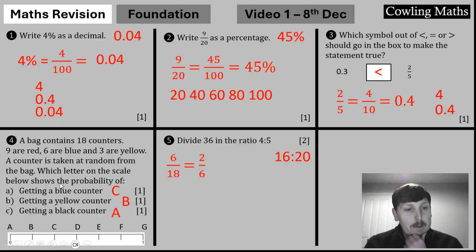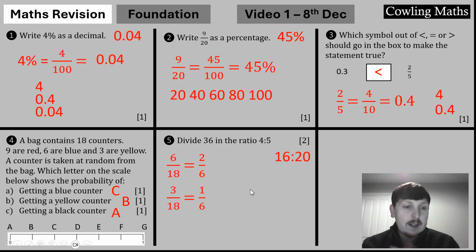Same for the next problem. The probability of getting a yellow counter. So it says there are 3 yellow, so 3 out of 18. I'll write that as a fraction. And again, I want to turn that into a fraction out of 6. So I know that I'm dividing by 3 on the denominator. I need to divide by 3 on the numerator. 3 divided by 3 just makes 1. And 1 out of 6 on this scale is at B. So that's 0 out of 6, 1 out of 6, it's at B.